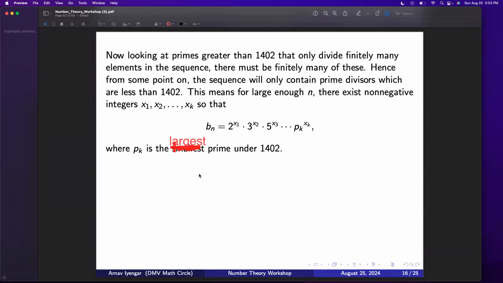We do not need to find a value for PK, because remember, 1402 is just some arbitrary number. You can replace it with anything. Well, PK is going to be 1399, I guess. And yes, we indeed can replace it with 1434.